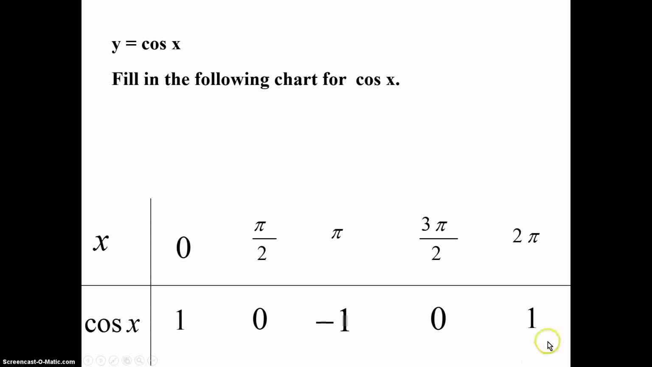Those magic numbers, so if we were to plug each of these values into my parent function, if I were to plug in the first one, cosine of 0 will give me 1. Plug in the next one, cosine of pi over 2 will give me 0. Cosine of pi will give me negative 1. Cosine of 3 pi over 2 will give me 0. Cosine of 2 pi will give me 1. Those magic numbers for cosine are 1, 0, negative 1, 0, and 1.